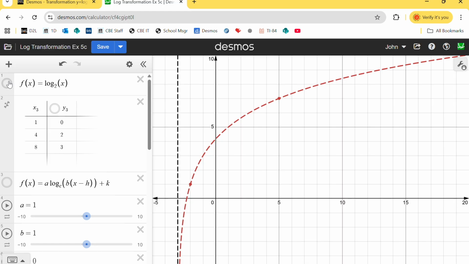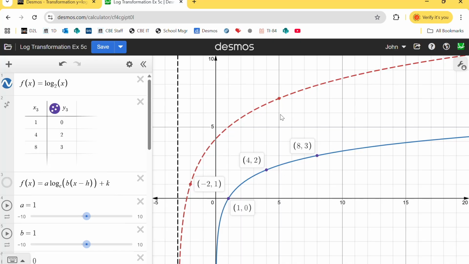So I can draw that in right there. So I did that in the class example, base 2 logarithm. And let me throw down these 3 points that are key. It'll help us compare. So that's 1, 0, 4, 2, and 8, 3. On our transform function, I have -2, 1, and 5, 7. That's all we're given, okay?